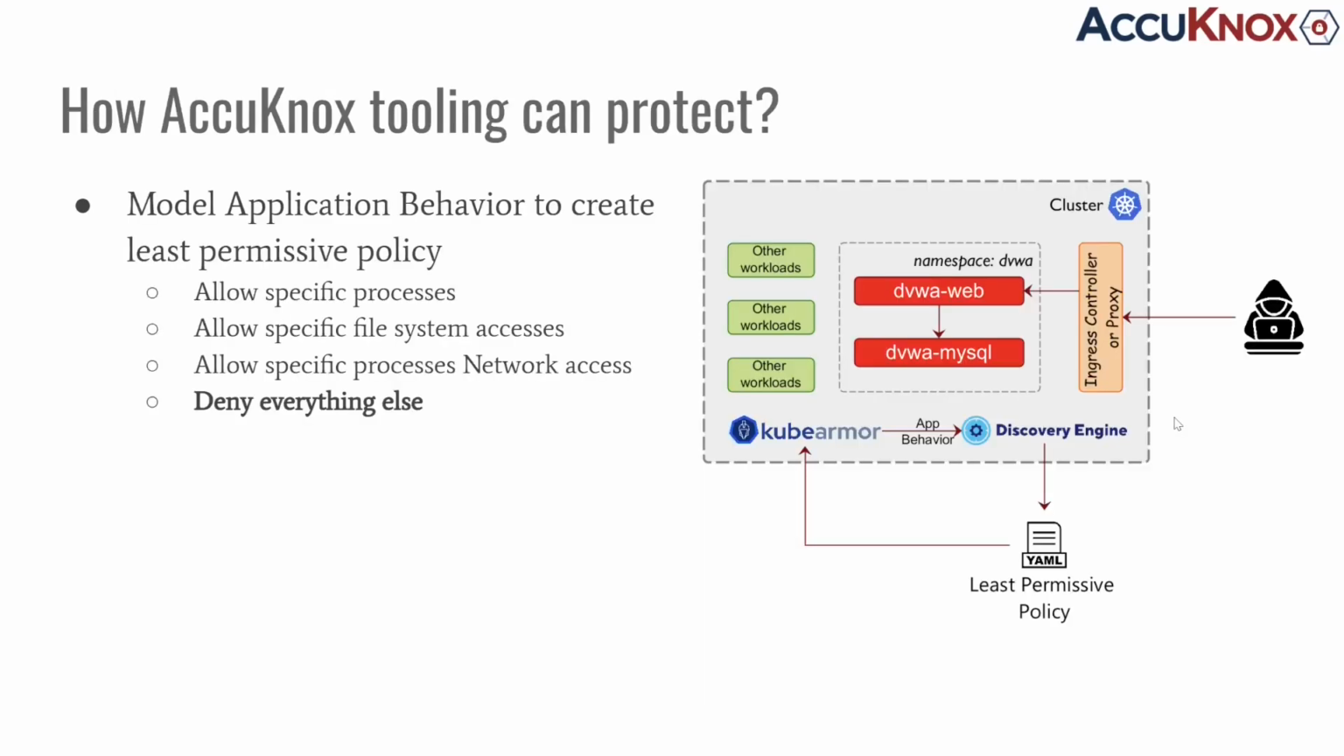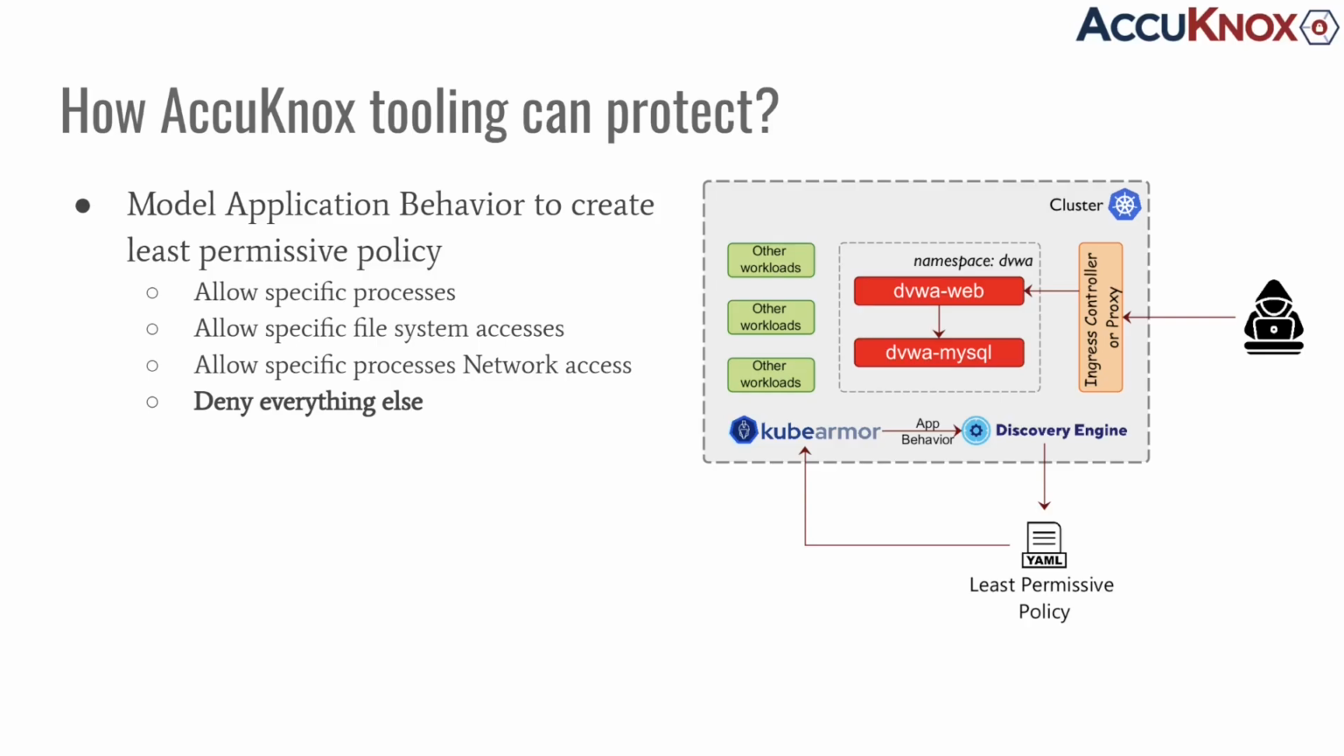AccuKnox tooling can help the developer or DevSecOps team understand the application behavior and subsequently create a least permissive policy that will constrain the application from multiple dimensions. Which processes should be allowed to be forked? Which processes should be allowed to access the sensitive assets? Which processes should be allowed to use network primitives? The aim is to identify what the application is allowed to do and deny everything else. This is one of the basic tenets of zero trust security.